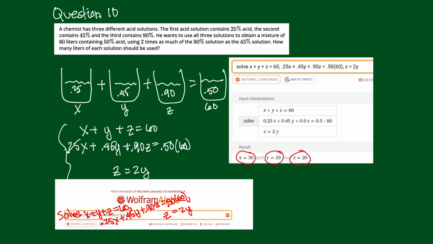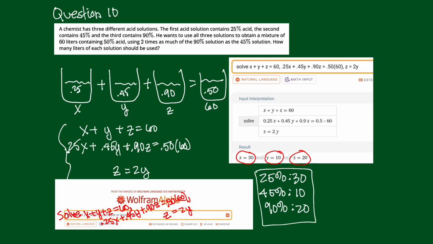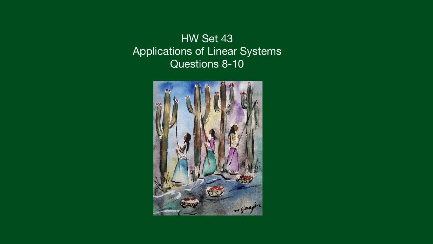So out of the 25% solution, we are going to use 30 liters. And what is Y? Y, that's the 45%. So out of the 45% solution, we are going to use 10 liters of that. And then for the 90% solution, we're going to use 20 liters. That answers our question. And that brings to an end our homework set 43.